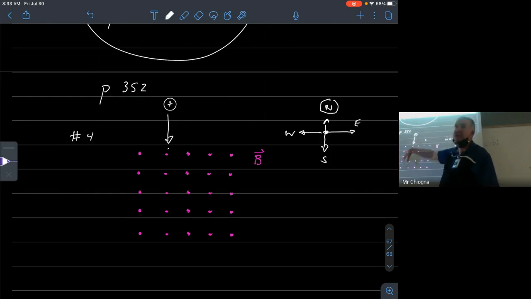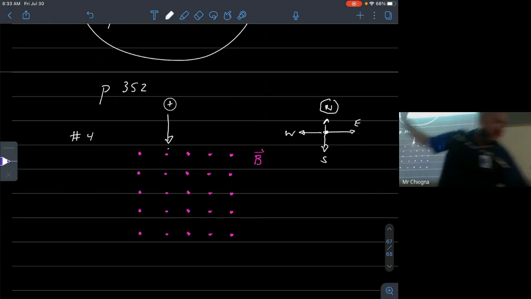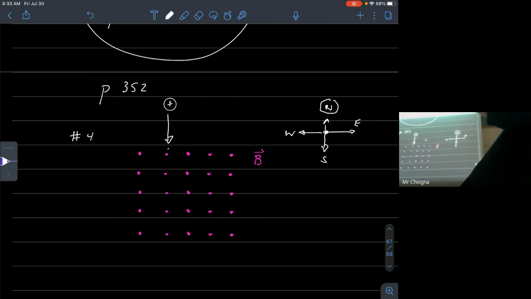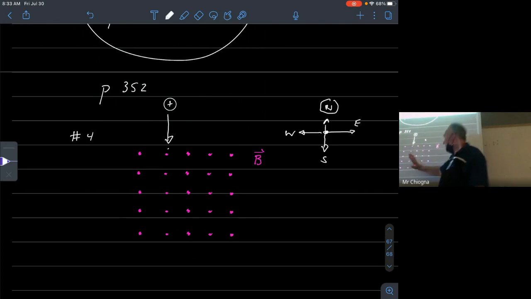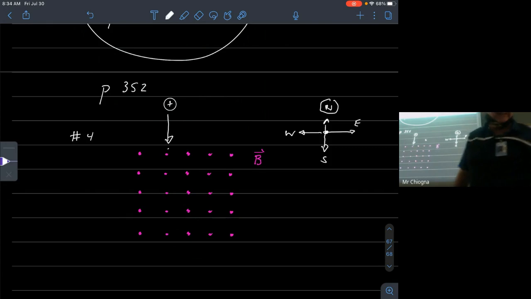Thumb is in the direction of that moving charge. Fingers, you can rotate about that thumb. It could be out, in, which direction did it say? Let's get the wording right. It says it's vertically upwards. They mean out of the page. So the fingers will point out of the page. The palm faces in the direction that the force is acting, to the left. On a positive charge, it would act to the left.